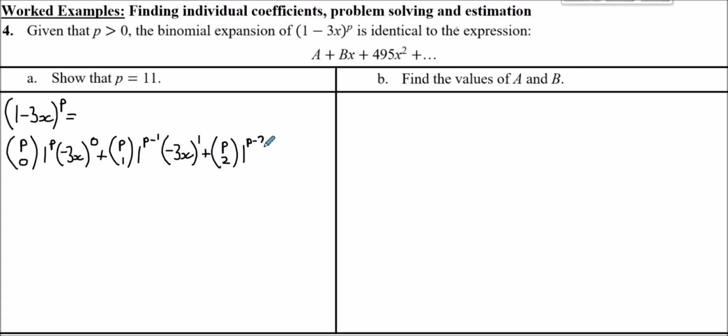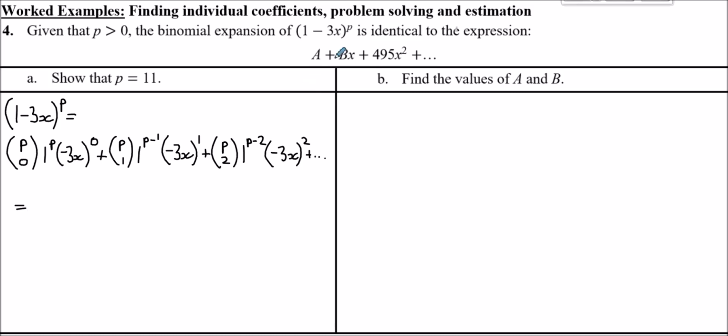I know and you know, this will just be 1, because 1 to the power of anything is just going to be 1. And the second term, the minus 3x, will now be power 2. And obviously the expansion will carry on based on whatever p happens to be, but because we only need to go up to x squared, we don't need to go any further than this. And so let's just now simplify this down.